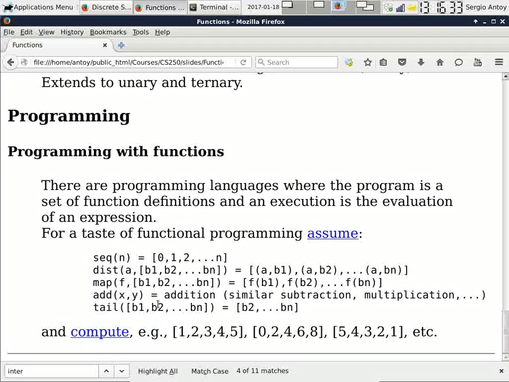So now, I want to compute this one. 1, 2, 3, 4, 5. How do I do this? I'm sorry? The tail is x equals 5. Very good. Tail of sec of 5.